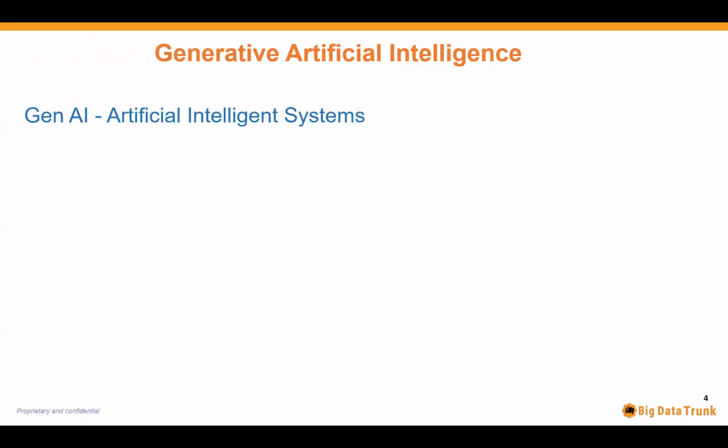Okay, so generative AI comes from this whole domain of us trying to create artificially intelligent systems, where the overall focus is on being able to either generate or create new content that was previously unavailable.